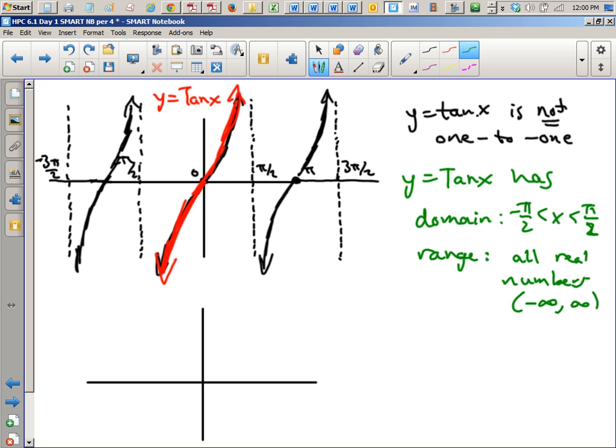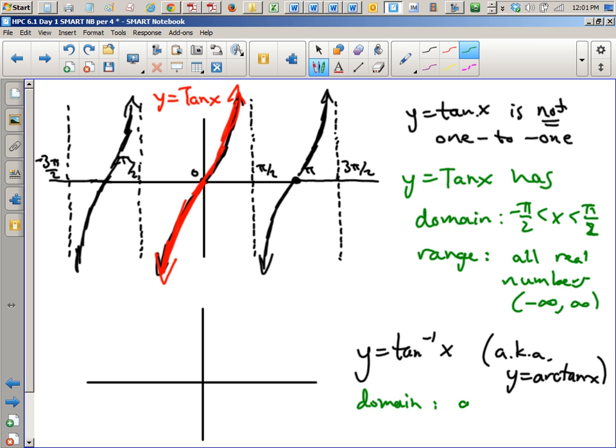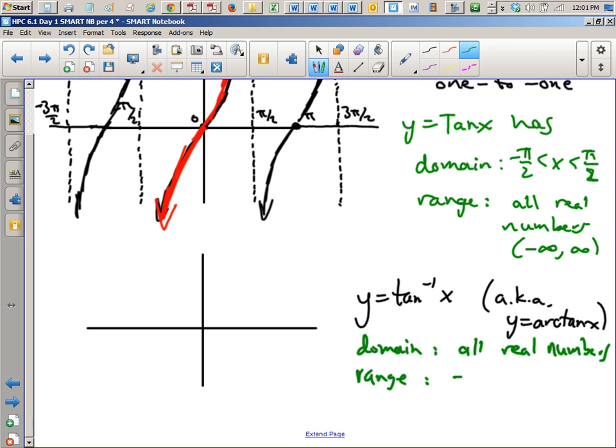Okay, let's talk about the graph of arctan, or inverse tan. So y equals inverse tan of x, also known as y equals arctan, is going to have the following domain. All real numbers. And for range, negative pi over 2 is less than y is less than pi over 2.